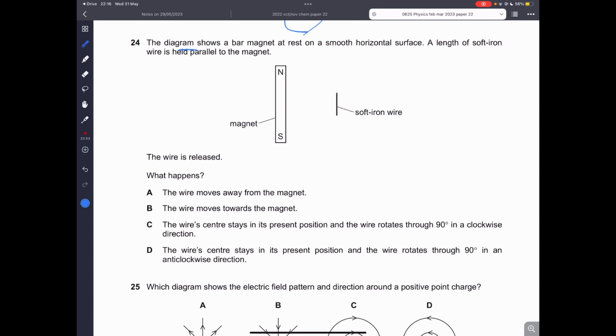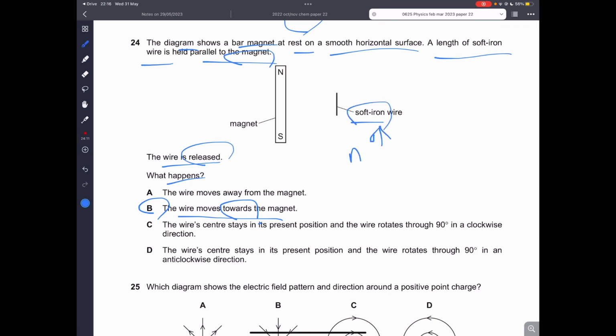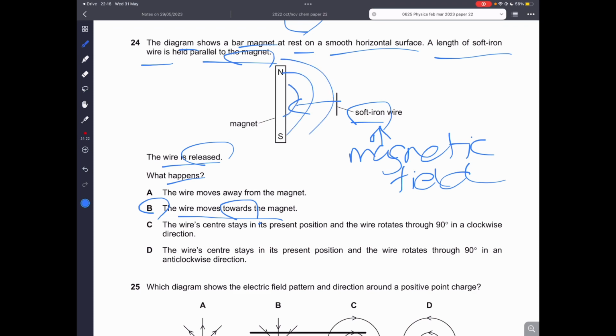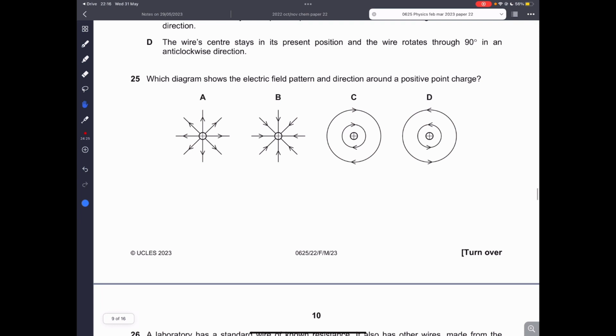Question 24. The diagram shows a bar magnet at rest on a smooth horizontal surface. A length of soft iron wire is held parallel to the magnet. The wire is released. What happens? Well, the wire will move towards the magnet, and this is because soft iron is a magnetic material, and therefore it will attract from the magnetic field of the magnet. Therefore B is the correct answer.